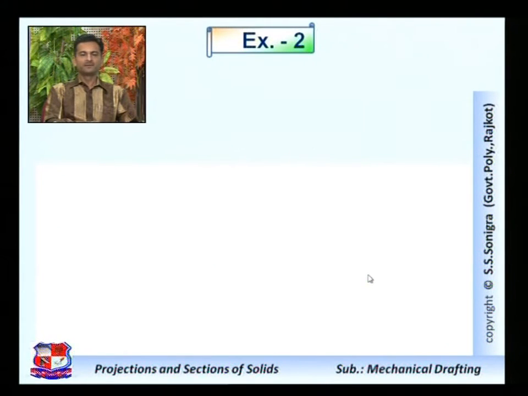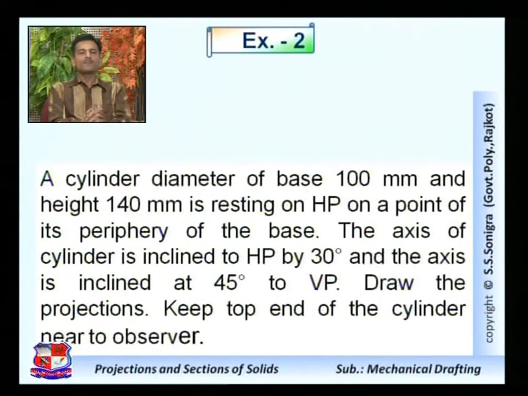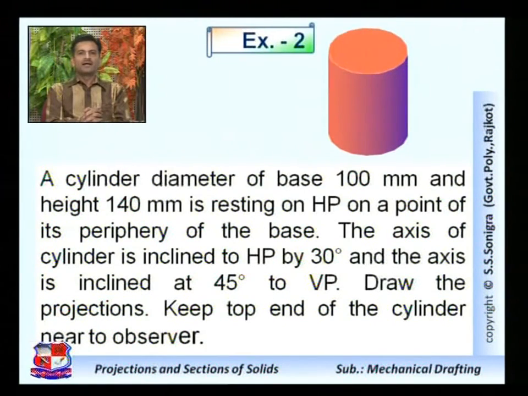Now second example, the data is given like this. A cylinder, diameter of the base 100 mm and height 140 mm, is resting on HP on a point of its periphery of the base. The axis of the cylinder is inclined to HP by 30 degrees, and the axis is inclined at 45 degrees to the vertical plane. Draw the projections. Keep the top end of the cylinder nearer to the observer.